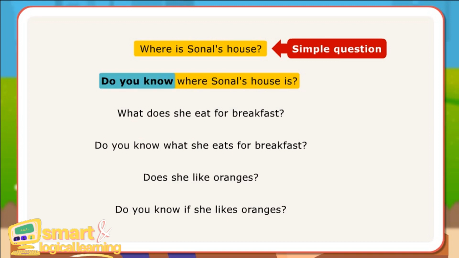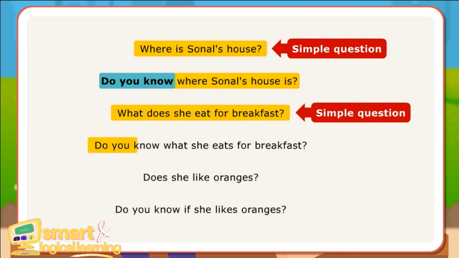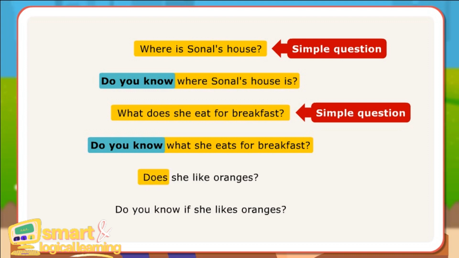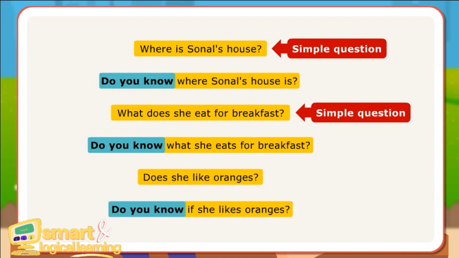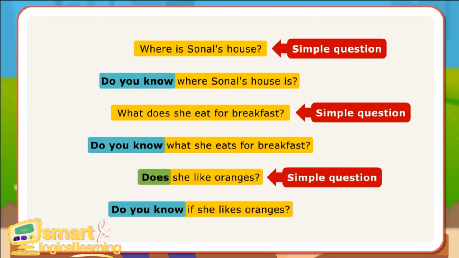The word order of the question with "Do you know?" changes from that of a simple question. In the third example, the question asked is simple, while in the fourth example, the same information has been asked using a question with "Do you know?" If a simple question has "does," the question beginning with "Do you know?" will not use "does." In the fifth and sixth examples, we see "if" is used in the question beginning with "Do you know?" when there is no other question word like when, why, what in the simple question. Here the simple question has "does."